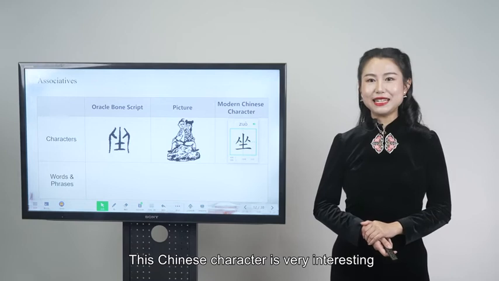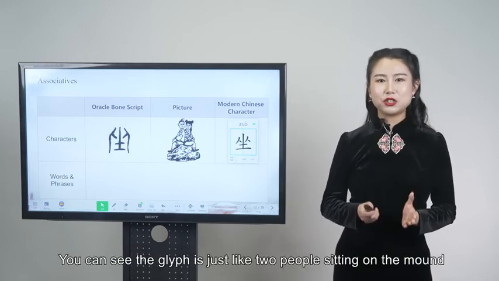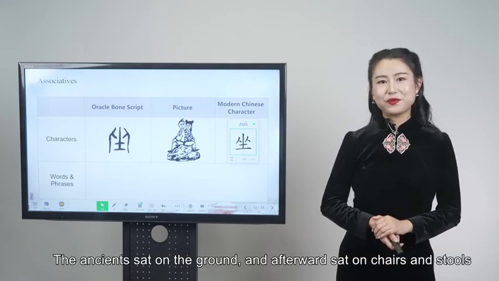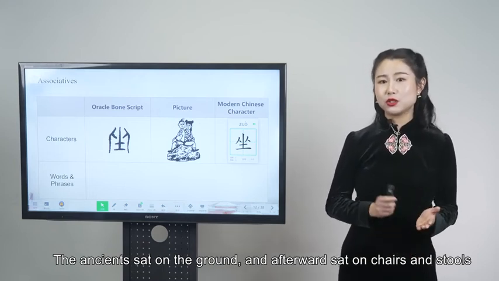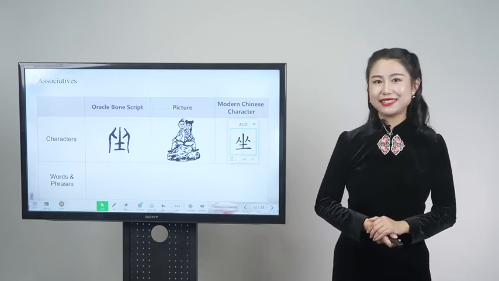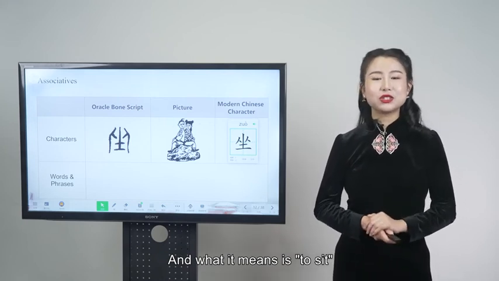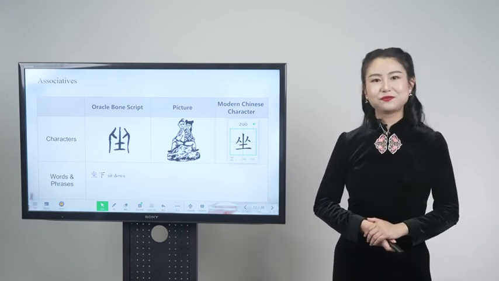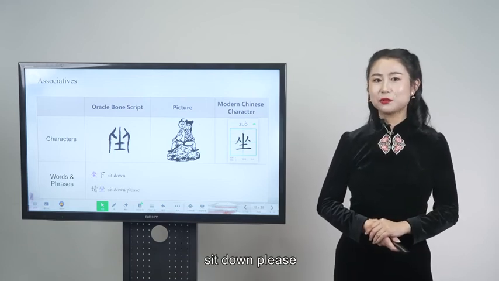坐. This Chinese character is very interesting. You could see the glyph is just like two people sitting on a mound. The ancients sat on the ground, and only later sat on chairs and stools. So the glyph of this word is very vivid. What it means is to sit. We could say 坐下, sit down. 请坐, sit down please.